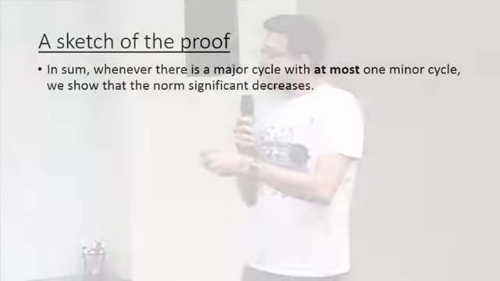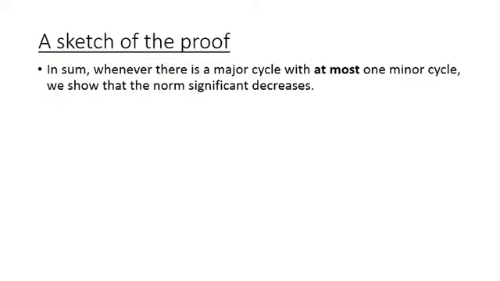So I went a little fast here, but I was trying to give a flavor of what kind of proof this is. The proof breaks down if I have more than two minor cycles. I don't think it's an inherent thing, but one should be able to prove more. Okay, so in sum, what did we show? We have these minor cycles and major cycles, and if there's a major cycle with at most one minor cycle, the norm significantly decreases. But what if this never happens?